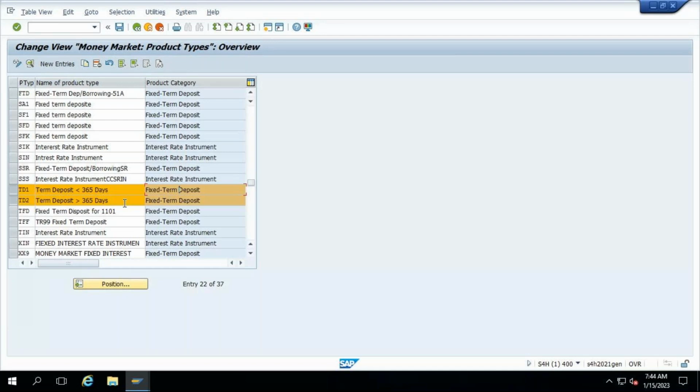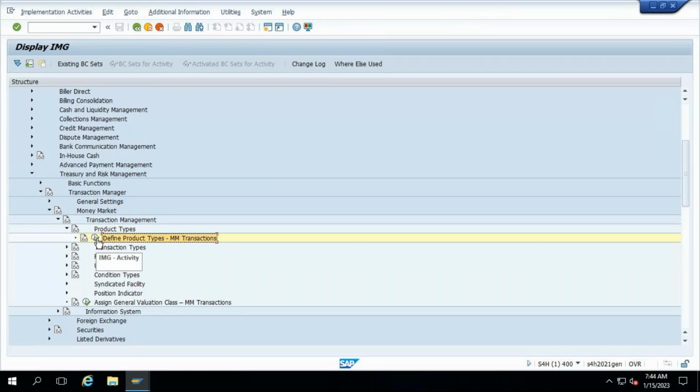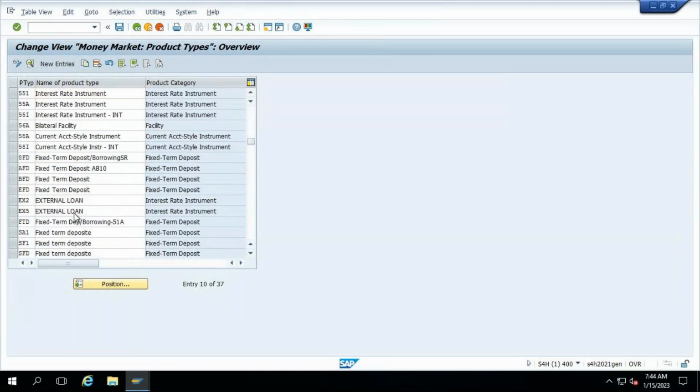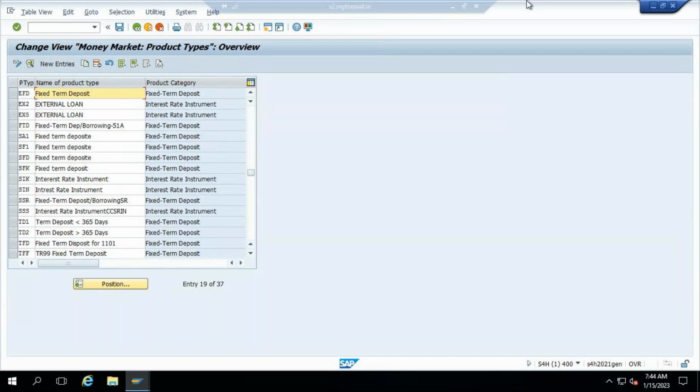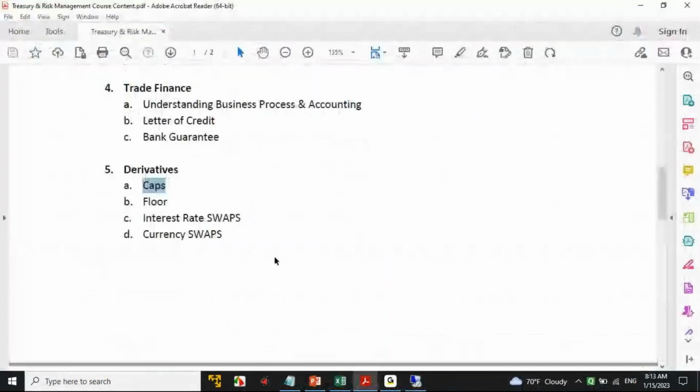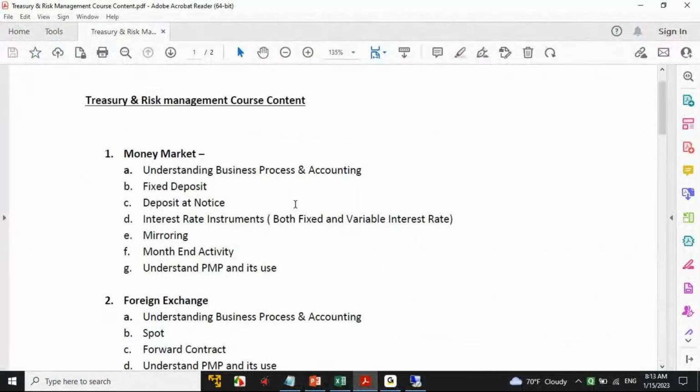Okay. So whatever we have discussed so far is about the SAP system and how the product type would be. Now you go to the product type. If you see, there are various product types, like 51A, 550, interest rate instrument, then deposit at notice. As I mentioned, all of these are part of the money market product. Under the money market product, you have different products like commercial paper and deposit at notice.